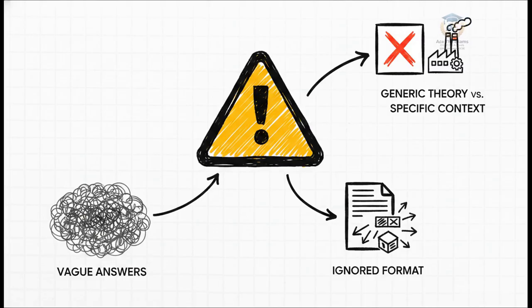Trap 3. Answers are not specific to the provided context. If the prompt is about a struggling manufacturing business in a highly competitive market, your answer must reflect that specific scenario. You can't just copy-paste textbook theory about a generic retail store. You have to contextualize every single point.